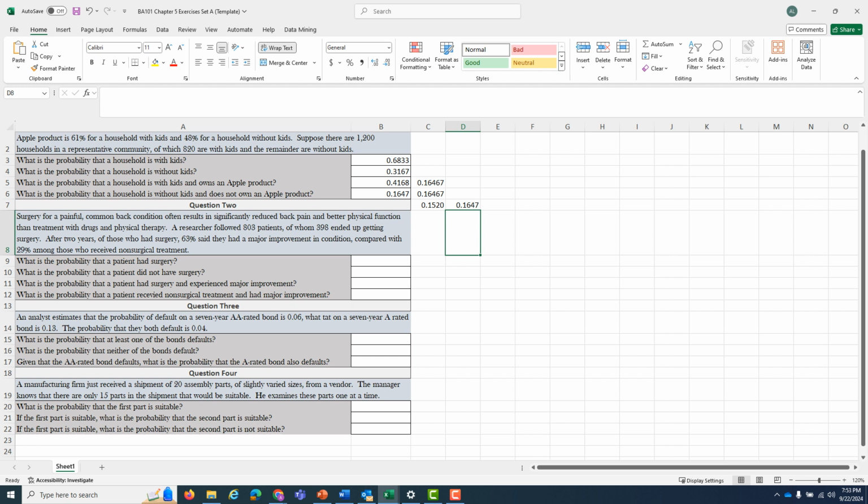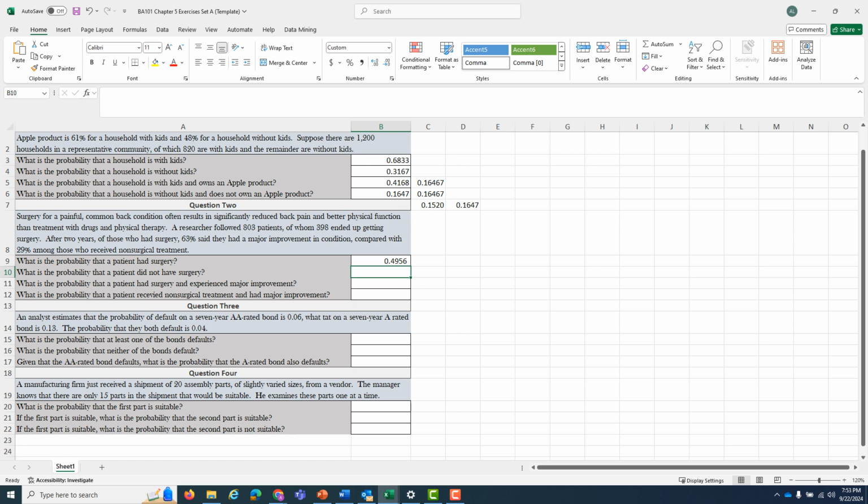So let's figure out what the probabilities of these certain areas are. And we can start just like we did on the last one. What's the probability that a patient had surgery? We'll take the number of people that meet that condition, 398, and divide by the total sample size, which is 803. And we're going to come up with 0.4956. So 49.56% of our observed patients in this sample ended up having surgery.